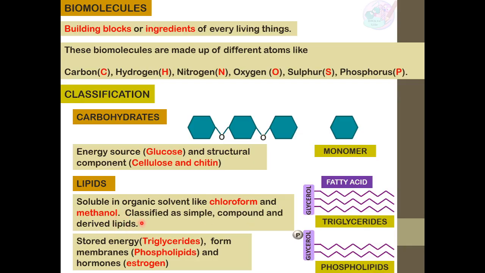They perform a wide range of functions. They store energy, for example triglycerides. They form membranes, like phospholipids, and they act as hormones like estrogen and testosterone. So these hormones are examples of derived lipids. Phospholipid is an example of a compound lipid, and triglycerides are an example of simple lipids.